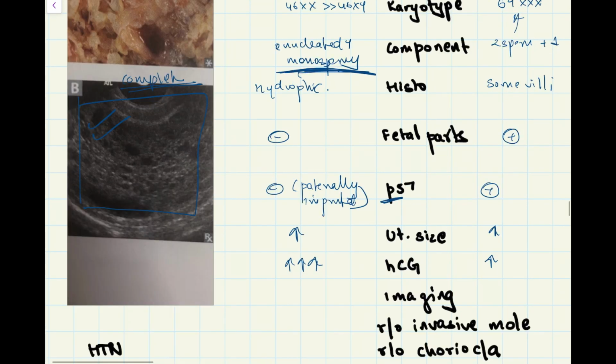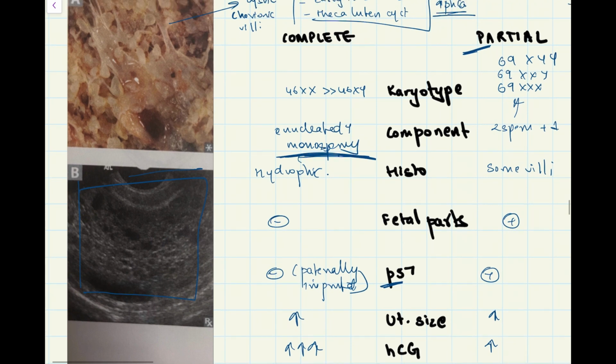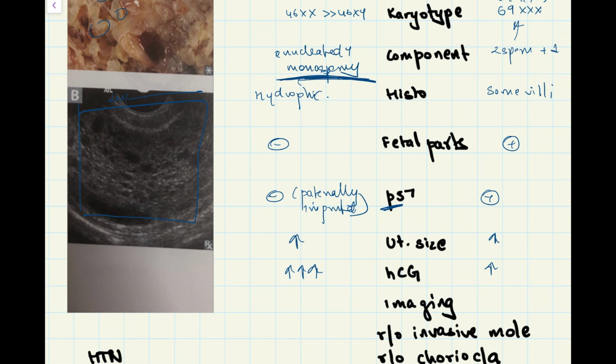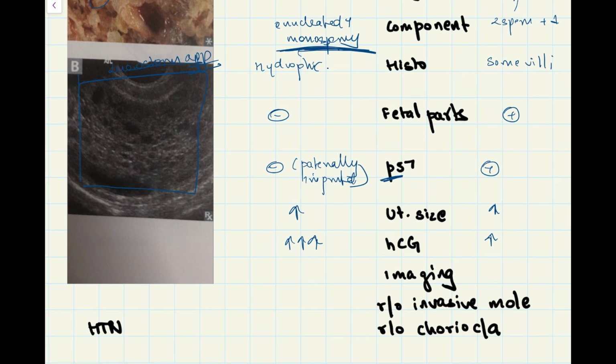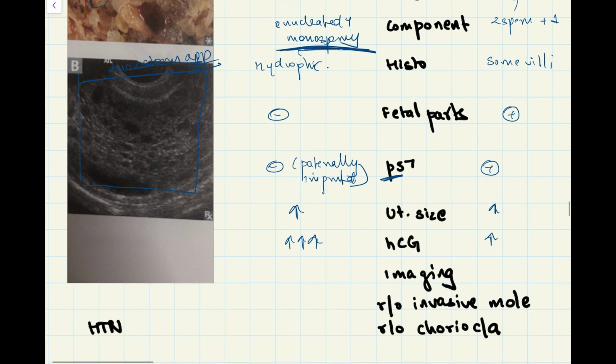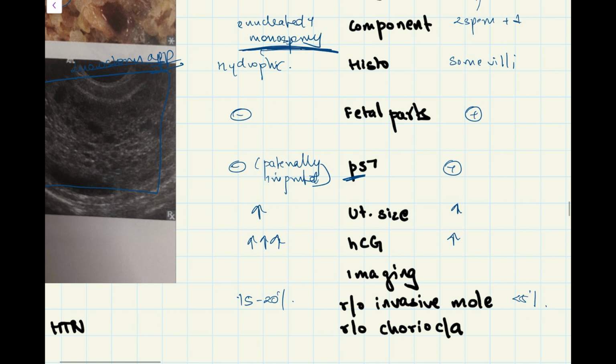If you talk about the imaging, the complete mole shows a honeycomb uterus or a cluster of grapes appearance on gross, as you can see here, while on ultrasound imaging the characteristic appearance is the snowstorm appearance. While in partial mole you can see fetal parts as well, which we discussed already. Now the risk of invasive mole is 15 to 20% in complete mole, while it is less than 5% in a partial mole, while the risk of choriocarcinoma is around 2% in complete mole, while it is very rare in partial mole.